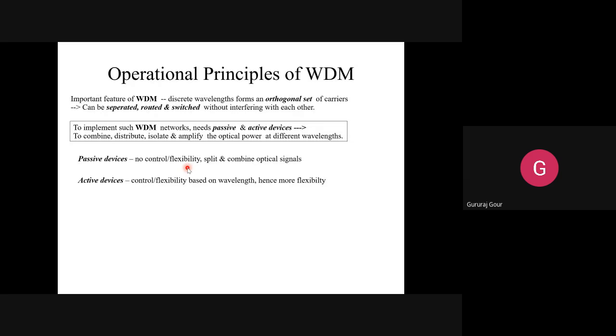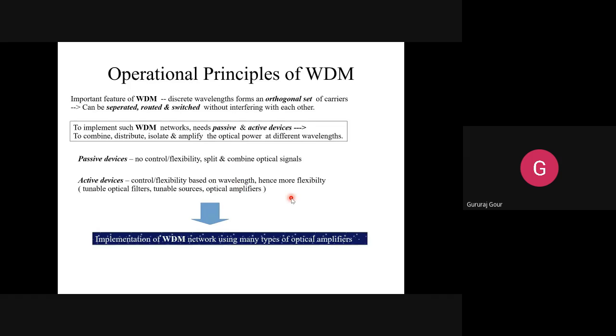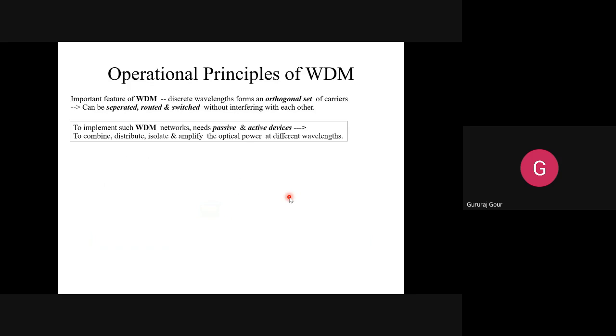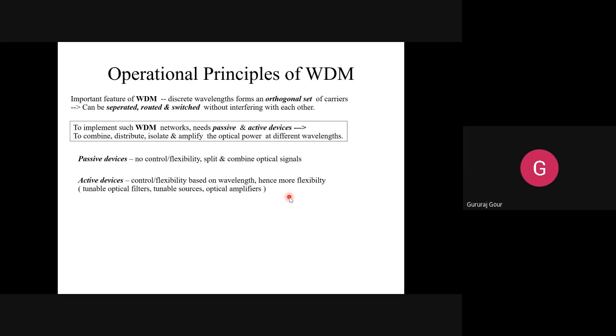Sorry, functions. Active devices need external energy or power supply to be alive. Hence, we have control and flexibility over it. It's a dynamic control, but it depends on the wavelength on which we are going to operate, and some more flexibility can be obtained. Examples include tunable optical filters, sources, and optical amplifiers. These things we'll see in detail later.